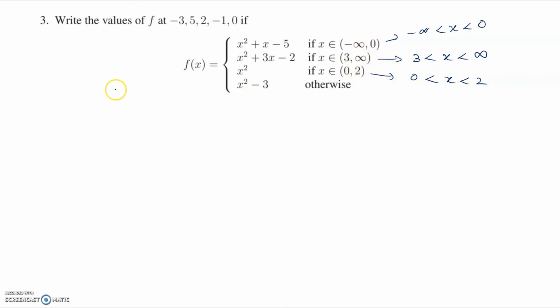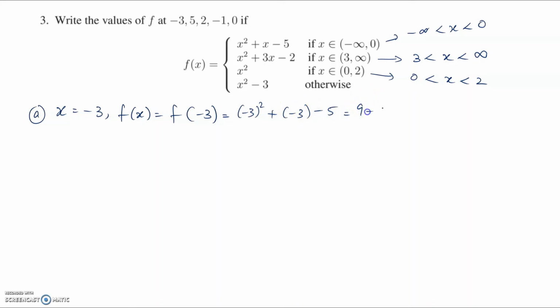So now let's try and solve the problem. So part A, which is x is equal to minus 3. So our f of x will now become f of minus 3. So minus 3, where does that fall? It falls in the first category, minus infinity to 0. So it is x squared plus x minus 5. So minus 3 squared plus of minus 3 minus 5. That's equal to 9 minus 3 minus 5, and that's equal to 1.